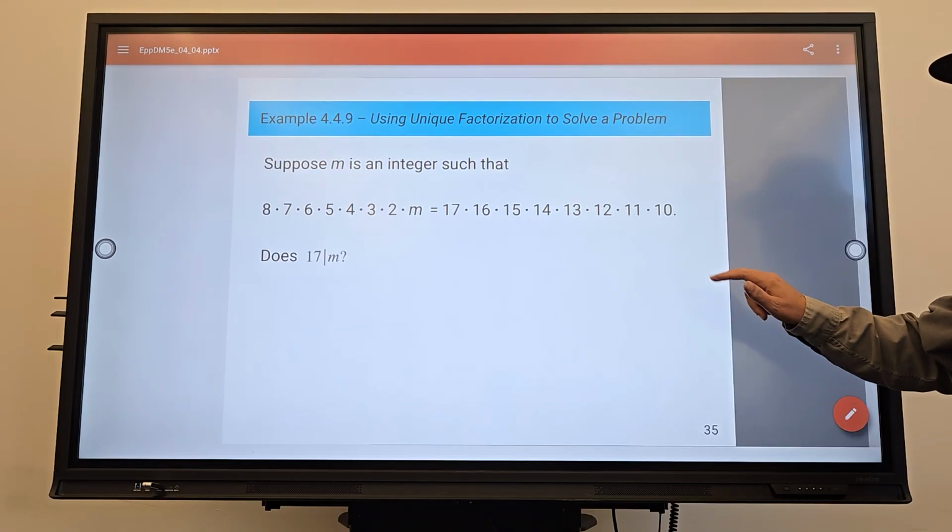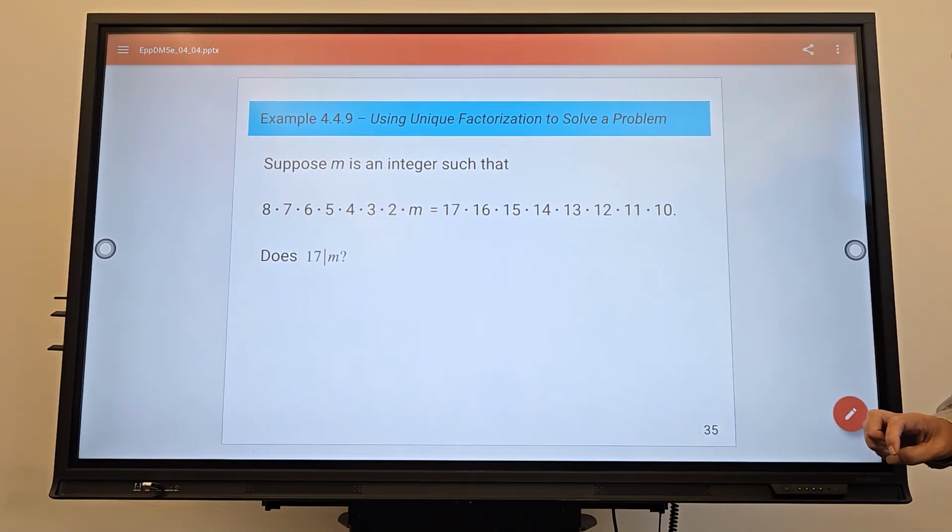All right. Suppose m is an integer such that 8 times 7 times 6 times 5 times 4 times 3 times 2 times m equals 17 times 16 times 15 times 14 times 13 times 12 times 11 times 10. Does 17 divide m?